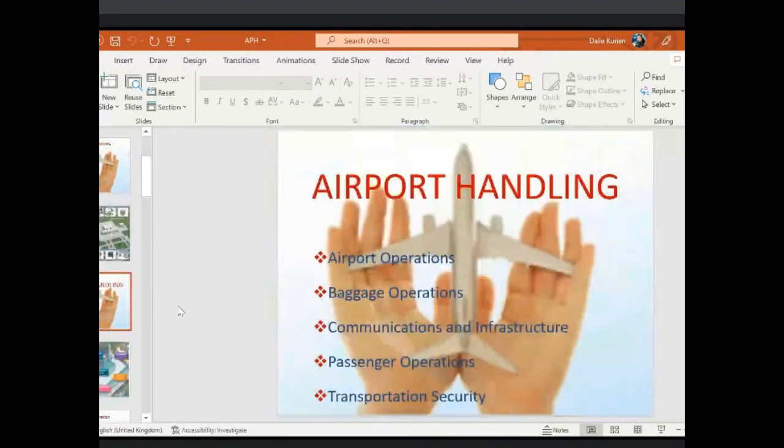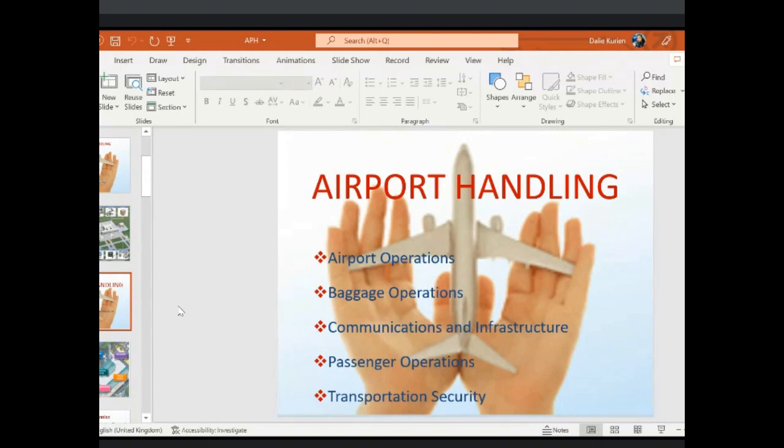Moving on to the next one, airport handling. In airport handling, you have different types of operations. What are the types of operations? First, airport operations. Second, baggage operations. Third, communication and infrastructure. Fourth, passenger operations. Fifth, transport security.